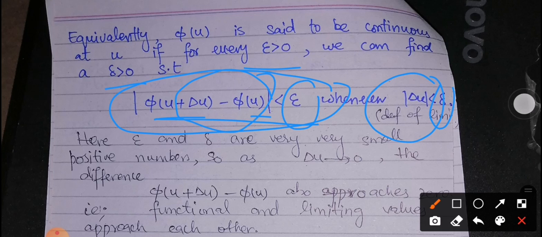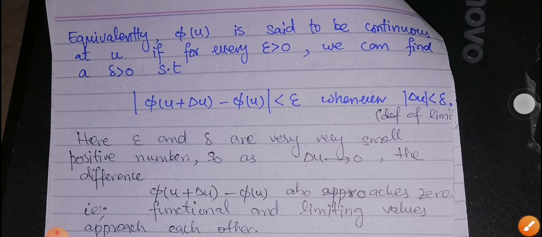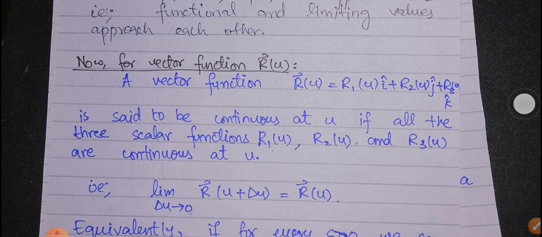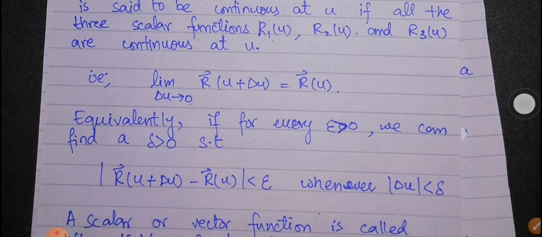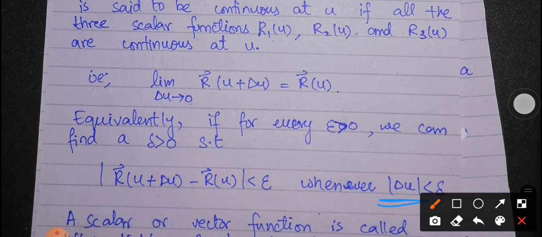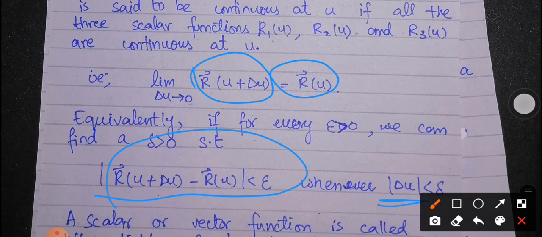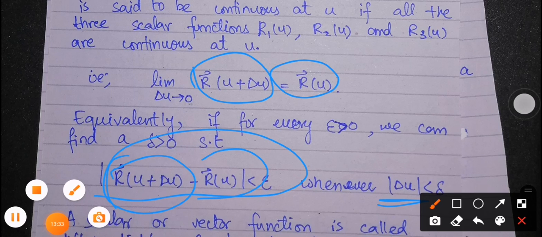So this is saying that the two terms are very close to each other whenever delta u is very close to 0. This is what we mean by continuity, that the limiting value must be equal to the functional value. As delta u approaches 0, their difference is really equal to 0, that is, they are very close to each other or nearly equal to each other. The same holds for vector functions, we just have the notation of vectors over here. The definition is the same.